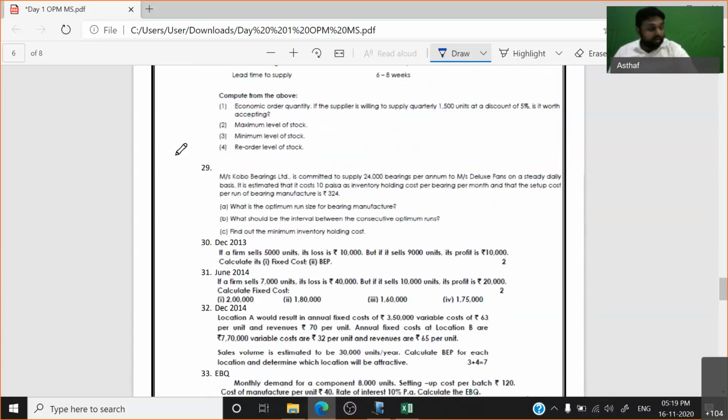So I have brought that question directly from your study material. What is the question number, my dears? 29. What is the question? Kobo Bearing Limited is committed to supply 24,000 bearings per annum on a steady basis. It is estimated that 10 paisa is the inventory holding cost per month. Setup cost is 324. They are asking, what is the optimum run size for the bearing machine?